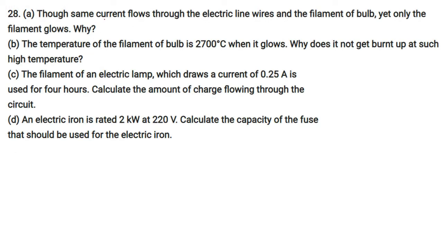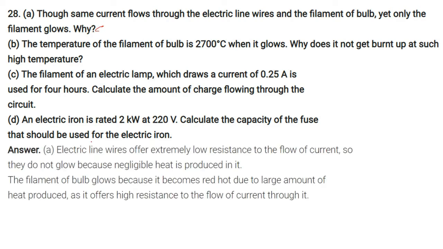Though the same current flows through the electric line wires and the filament of a bulb, yet only the filament glows. Why? Let us first see this, then we go to the next one. The electric line wires offer extremely low resistance to the flow of current, so they do not glow because negligible heat is produced in them. The filament of a bulb glows because it becomes red hot due to a large amount of heat being produced, because it offers high resistance to the flow of current through it.